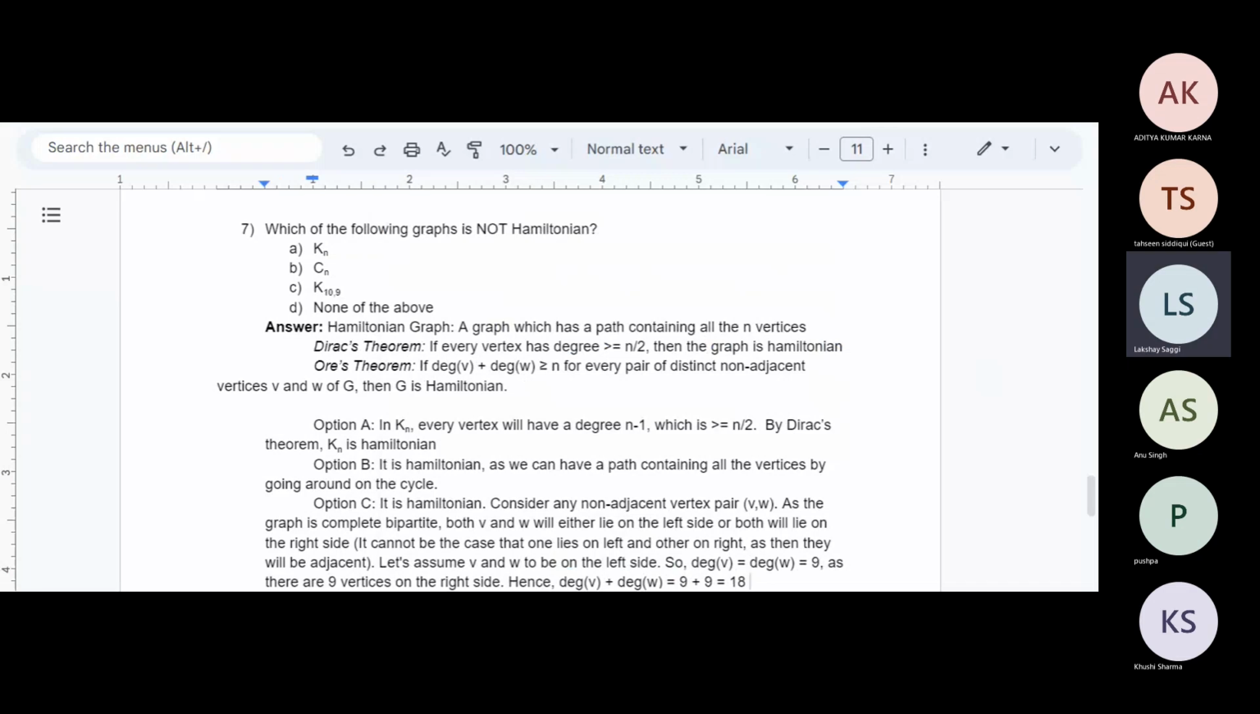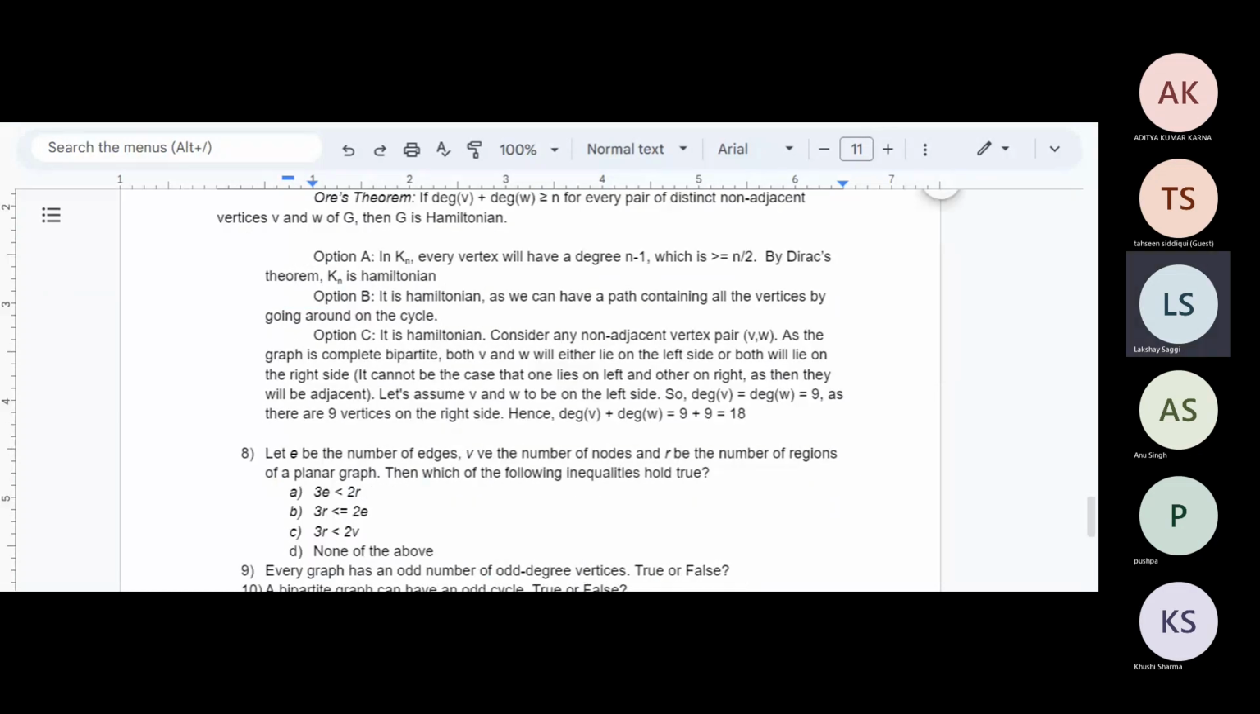Okay, I think I have made a mistake here, guys. Sorry, I meant to write it as K9,9, and I wrote it as K10,9 by mistake. So yeah, just take it as K9,9 instead, not K10,9. My bad. So now what we have is degree of V plus degree of W will be 9 plus 9, which is equal to 18, right?